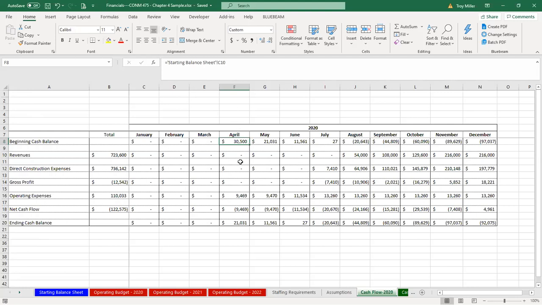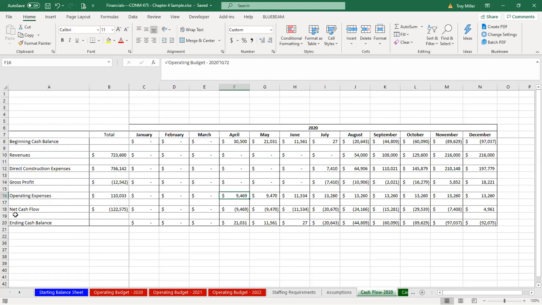From that, because I had several months where I was not actually bringing any revenues in, I have zero revenues. I also had zero direct costs, meaning I don't have a construction project going on at this point. Therefore, I have zero gross profit, but I do have operating expenses. And this goes back to the operating budget under the general administrative expenses, which is where I brought that number in.